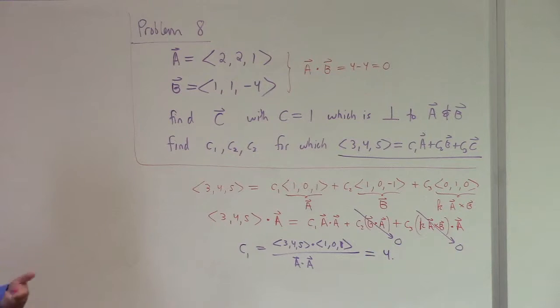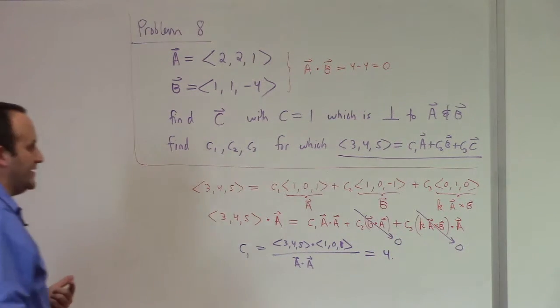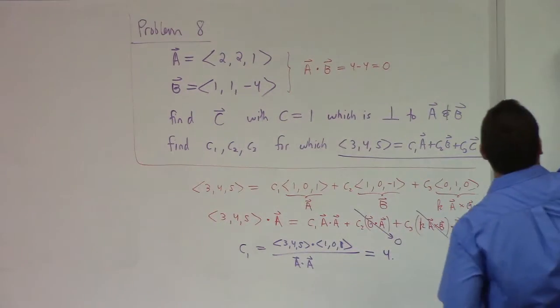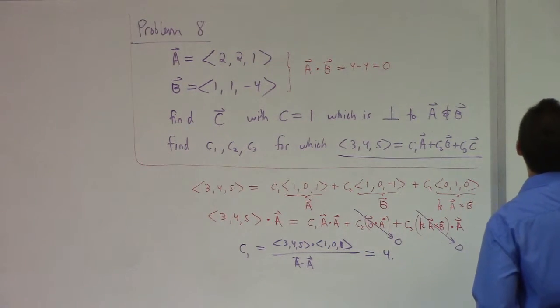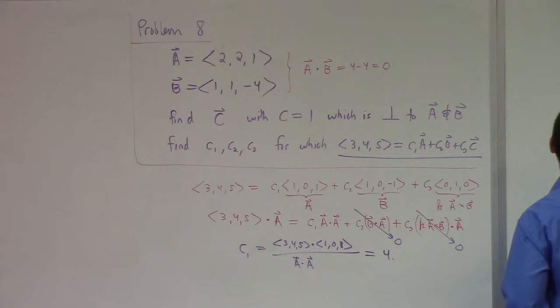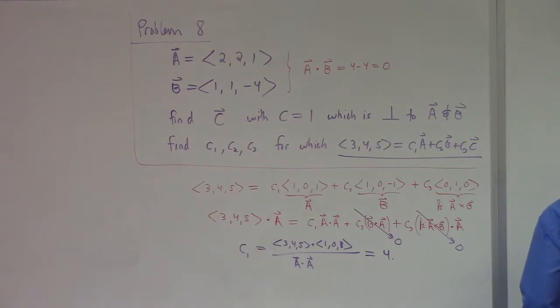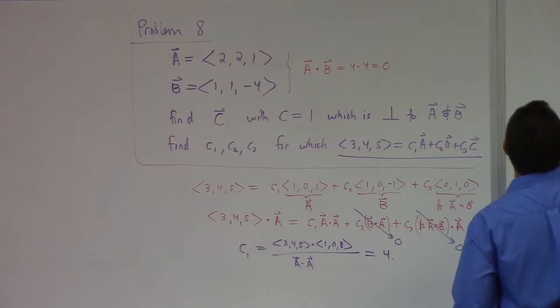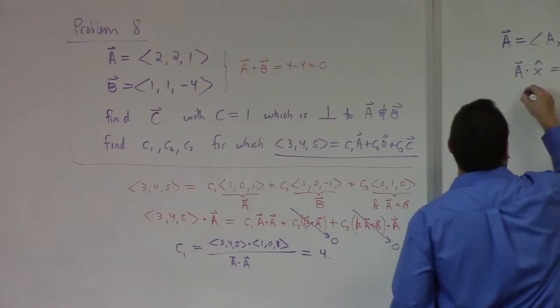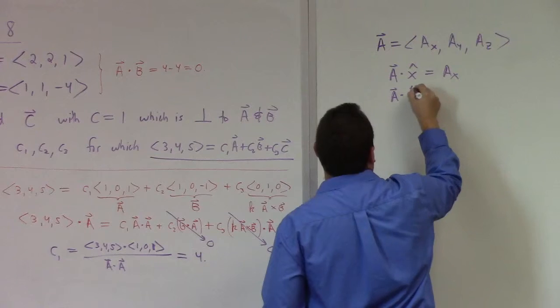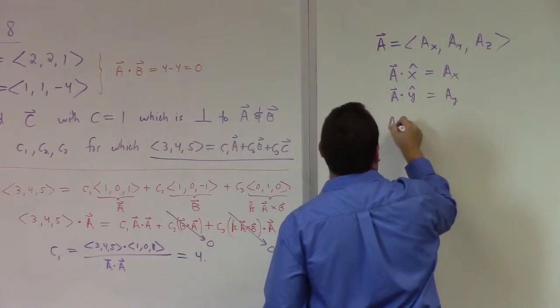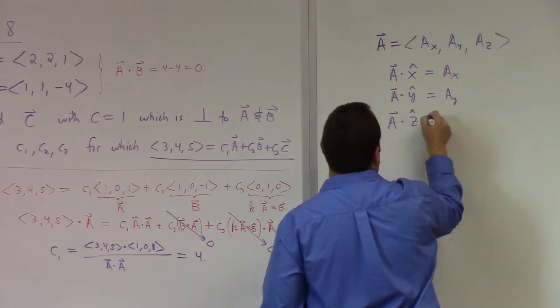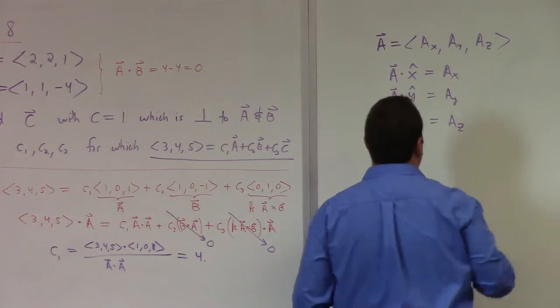So the idea of this problem is just a slight generalization of the idea we went over in class, which is that if you have A equal to AX, AY, AZ, since I haven't used that notation yet, I figure I'll use it now. Then A dot X hat will be AX, and A dot Y hat will be AY, and A dot Z hat will be AZ. So you can pick off components by using dot products.